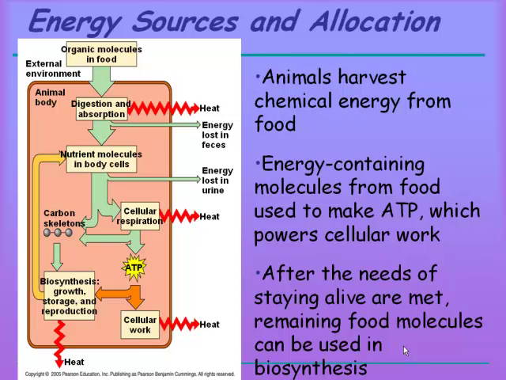And after ATP is produced, then biosynthesis can occur, which joins with nutrients from the food to make carbon skeletons. And this, in turn, leads to biosynthesis, growth, storage, and reproduction. So ATP is used here to join molecules together. It's an anabolic process. Here, cellular work breaks things down. Catabolic process, heat and heat. So this is energy flow.